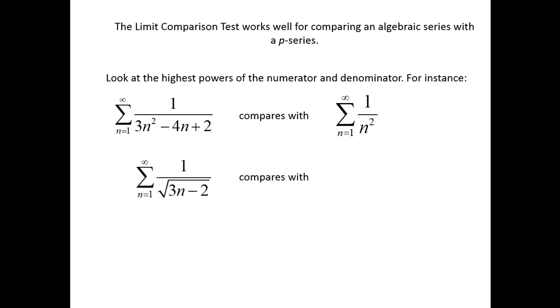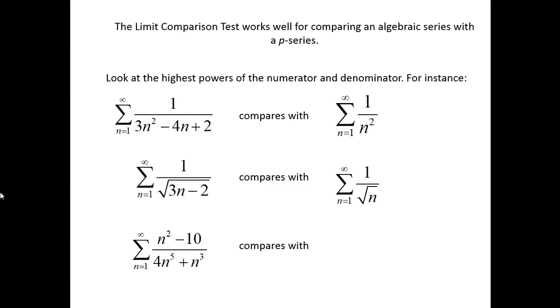Take a look at this series. Think about what you could compare this with. This looks algebraically similar to 1 over square root of n. And what does that do? We know 1 over square root of n diverges because p is less than 1. So if we put a ratio of these two, we'd get a positive finite number, which indicates that our series also diverges. Try this one.